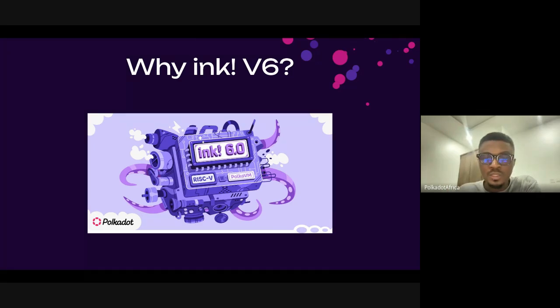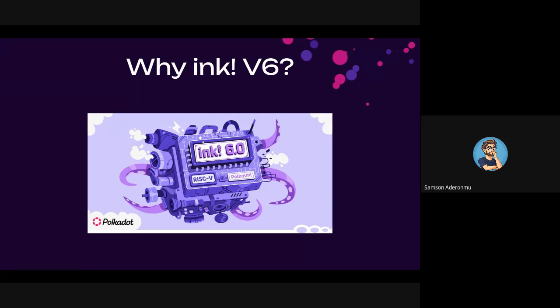Samson, your hand is raised. Yes, so I downloaded the node and I extracted the file. So I can see two files in it, the ETH RPC and the ink node. Now, my question is, it is being displayed like a document. How do I open it?